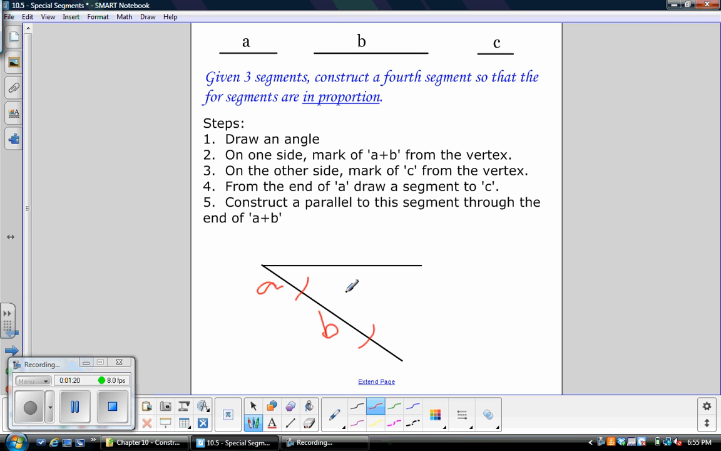Now what you're going to do, then on the other side, you're going to mark off the length of C. Now using your straight edge, you're going to draw a segment from the end of where A ended to where C is. And then you're going to construct a parallel to that segment that you just drew in.